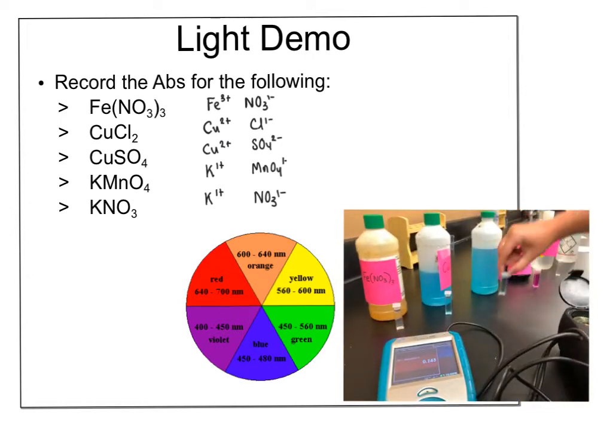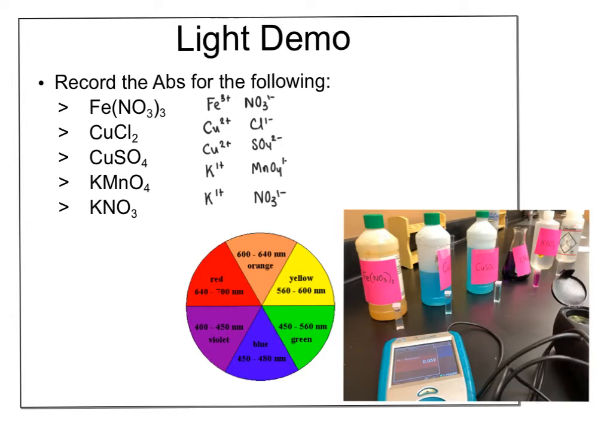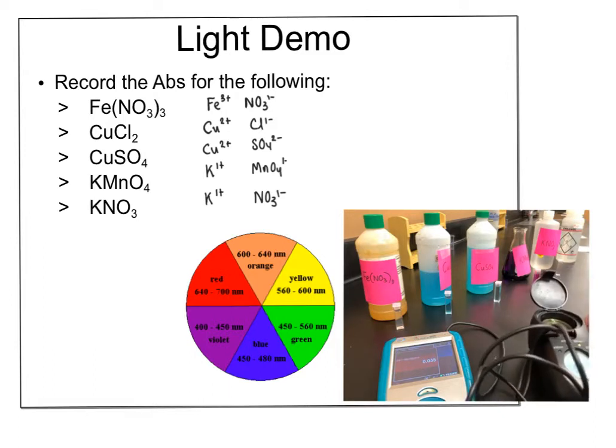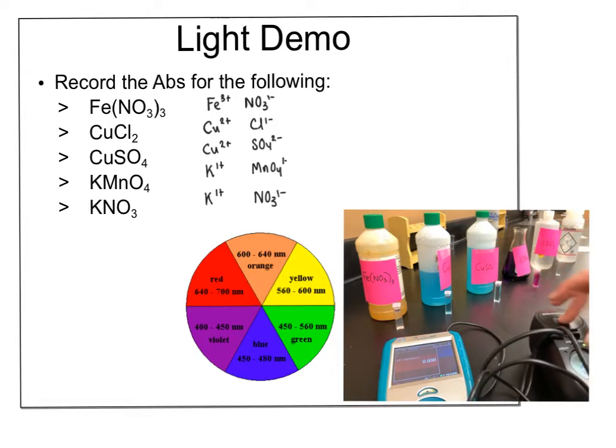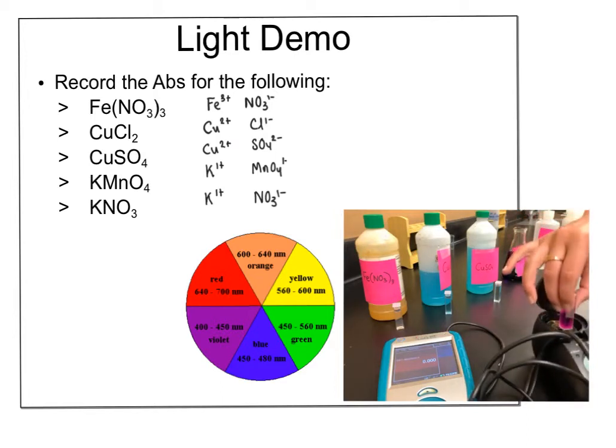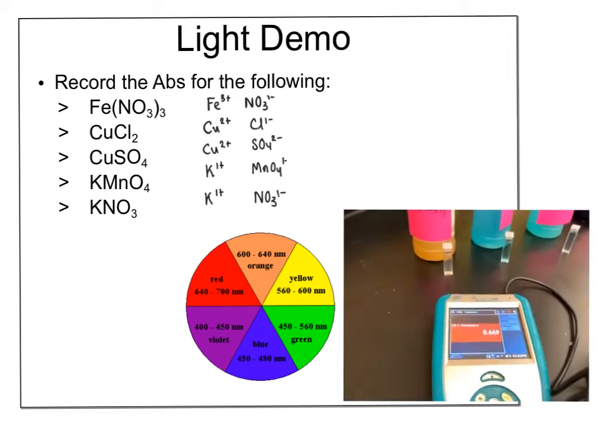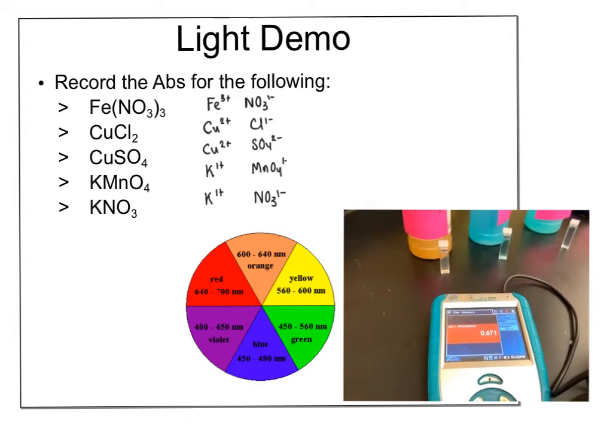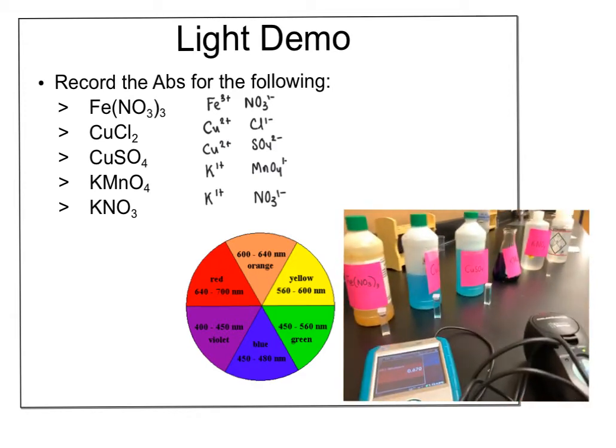All right, moving on to potassium permanganate. That is this purpley color. So we need to go complementary, 560 to 600. So we'll go over to 565. Calibrate that. Once it's at 0, we can test this potassium permanganate. There we go. 0.671 for the potassium permanganate.